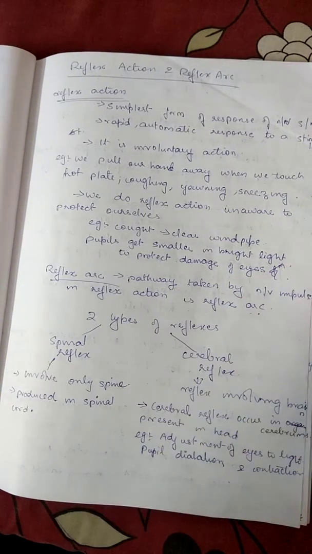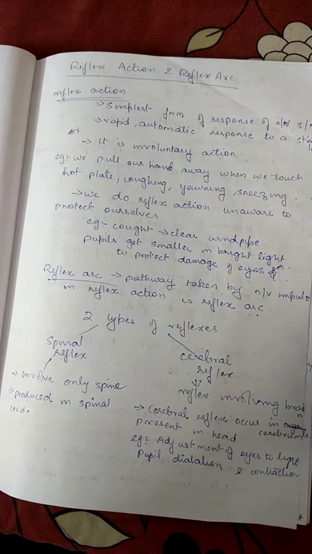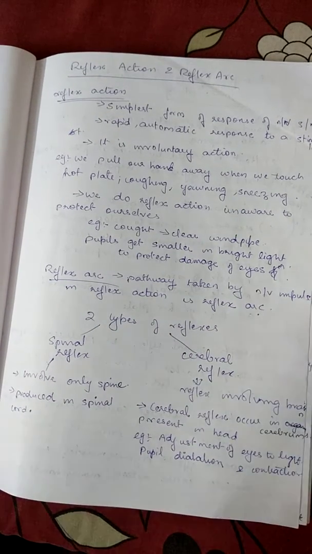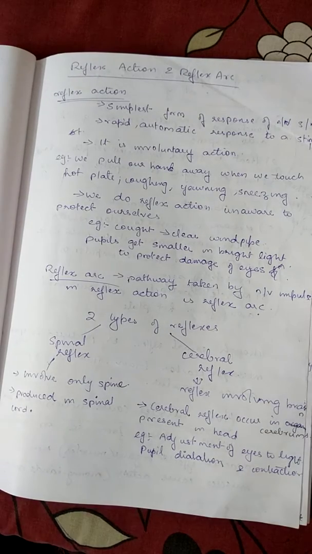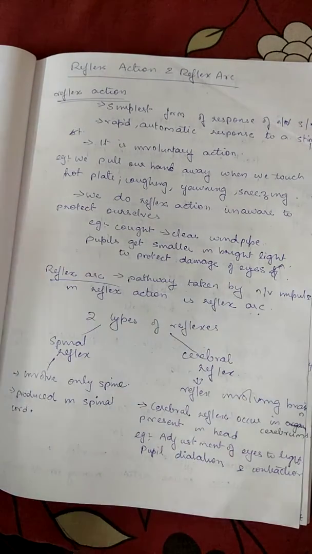In this video, we'll be discussing the reflex action and reflex arc, as well as the parts of the nervous system. So what exactly is reflex action? We already discussed that when a stimulus comes, the brain analyzes the message and we react or respond to the situation in accordance with what the brain says.